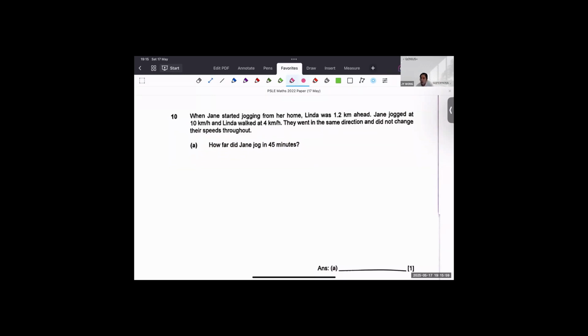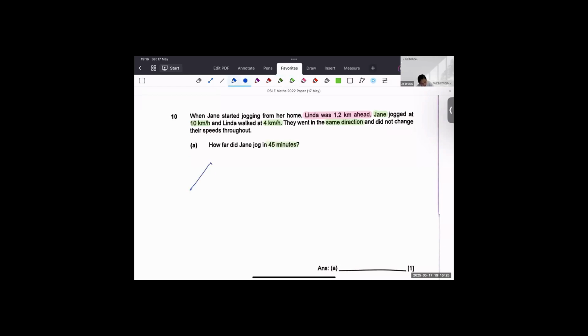When Jane started jogging from her home, Linda was 1.2 kilometers ahead. Jane jogged at 10 kilometers per hour. Linda walked at 4 kilometers per hour. So they went in the same direction and did not change their speed throughout. That means constant speed. How far did Jane jog in 45 minutes?